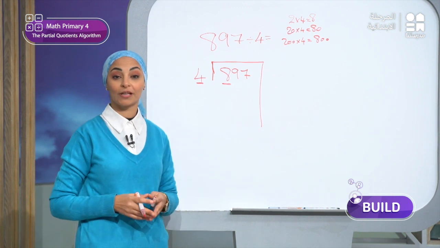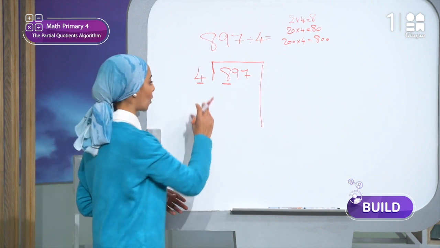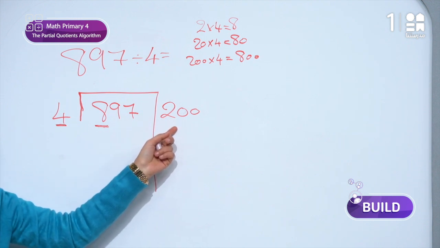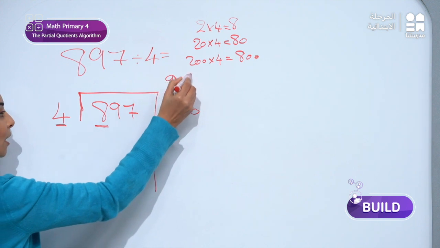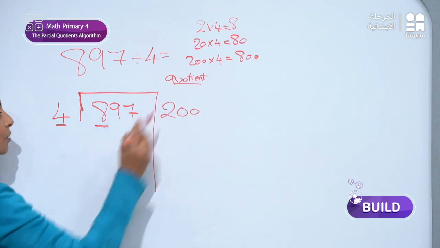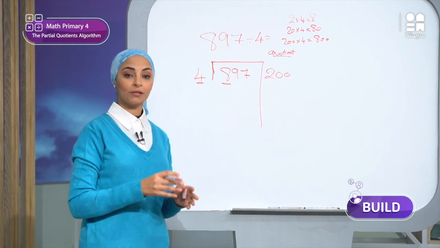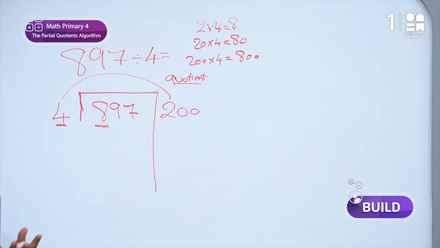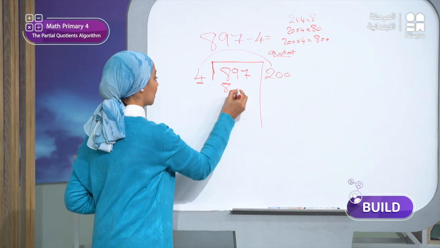Where do I write the 200? I write the 200 as part of the quotient on the right side of the line. On this side I will write all the parts of the quotient. Now we will write the product of 200 times 4. 200 times 4 gives me what? Yes, we just said 200 times 4 equals 800. I will write it under the dividend here. I will write 800.